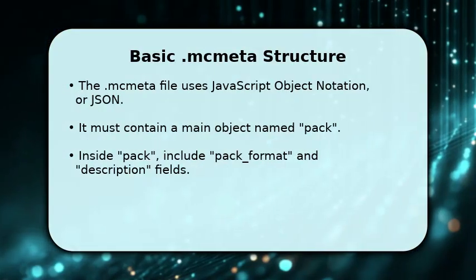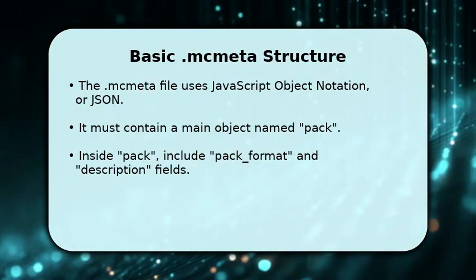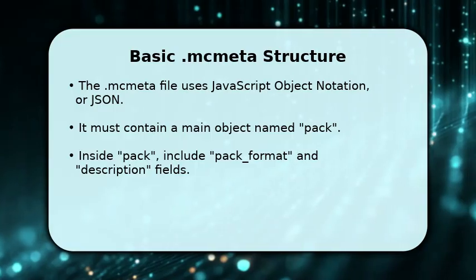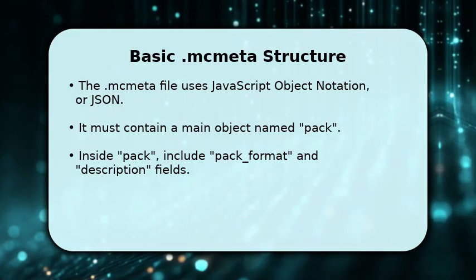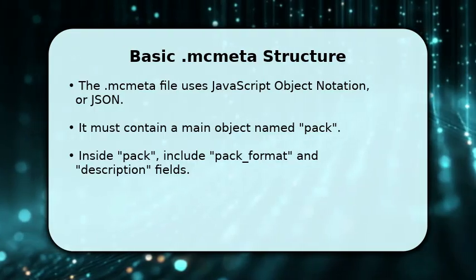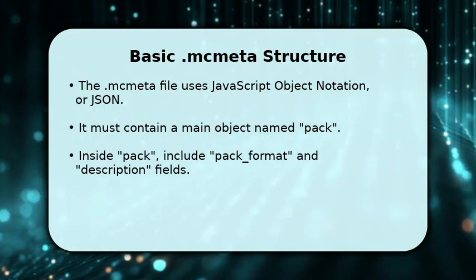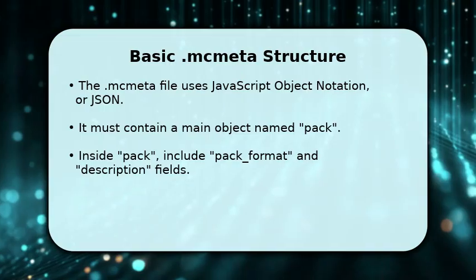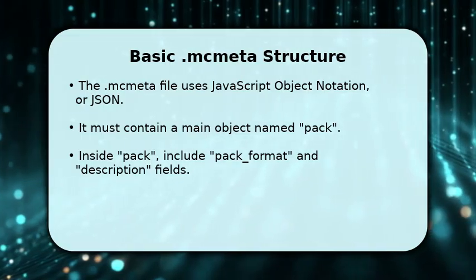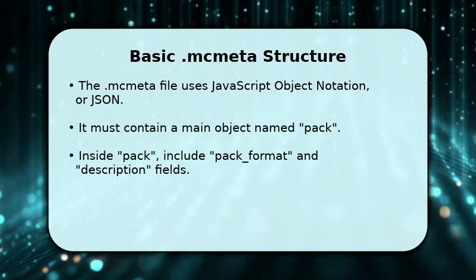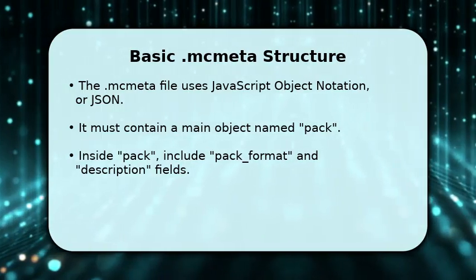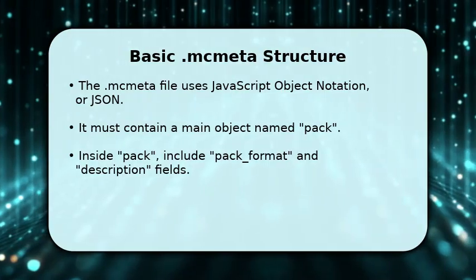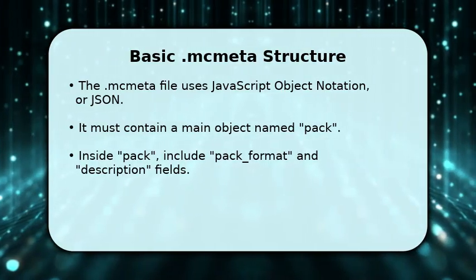The MCmeta file is essentially a JSON file, which stands for JavaScript Object Notation. It must contain a main object called pack. Inside this pack object, you need two key value pairs, pack format and description. The pack format is a number like 15 for newer versions, indicating compatibility. The description is a text string, often a short phrase, explaining what your pack does. This structure is vital for the game to read your pack.